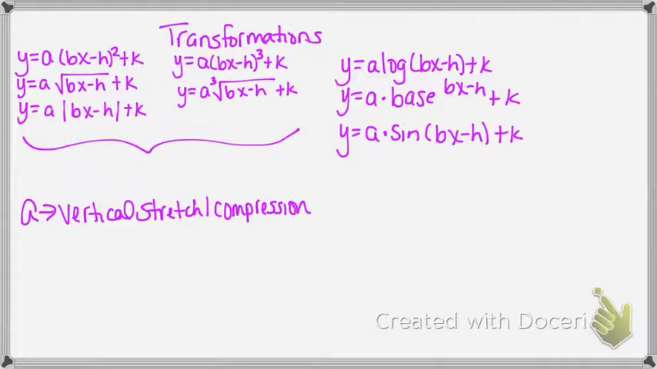All right, if that absolute value of A is greater than 1, it will be a stretch. And if the absolute value of that A is between 0 and 1, it's a compression. The reason I put the absolute value part there, guys, is because if it's a negative A, it has its own job. And so I'm going to write that underneath here. So if it's a negative A, that means it's a reflection across the x-axis.